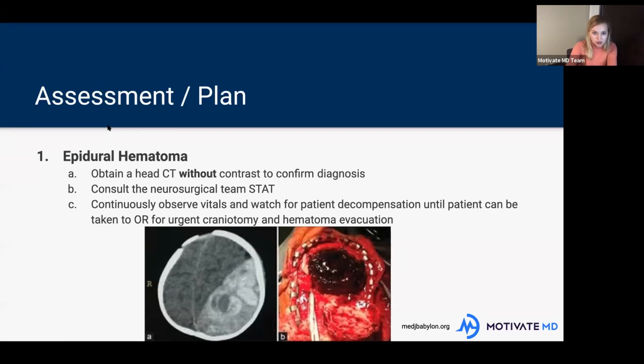Number 1 on the differential, epidural hematoma. So what do we need to do for this patient? We've done our physical exam, we've assessed the patient, we think it's an epidural, so we need to get a head CT. That's going to be the number 1 thing to do to confirm our suspicion. So does anybody know why it's important that we do not use contrast when evaluating for a brain hemorrhage?